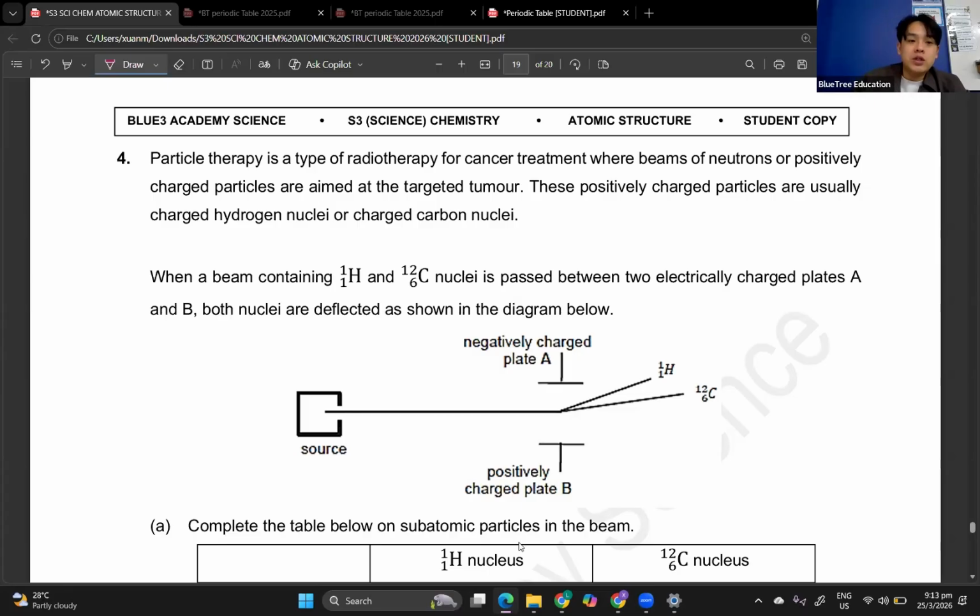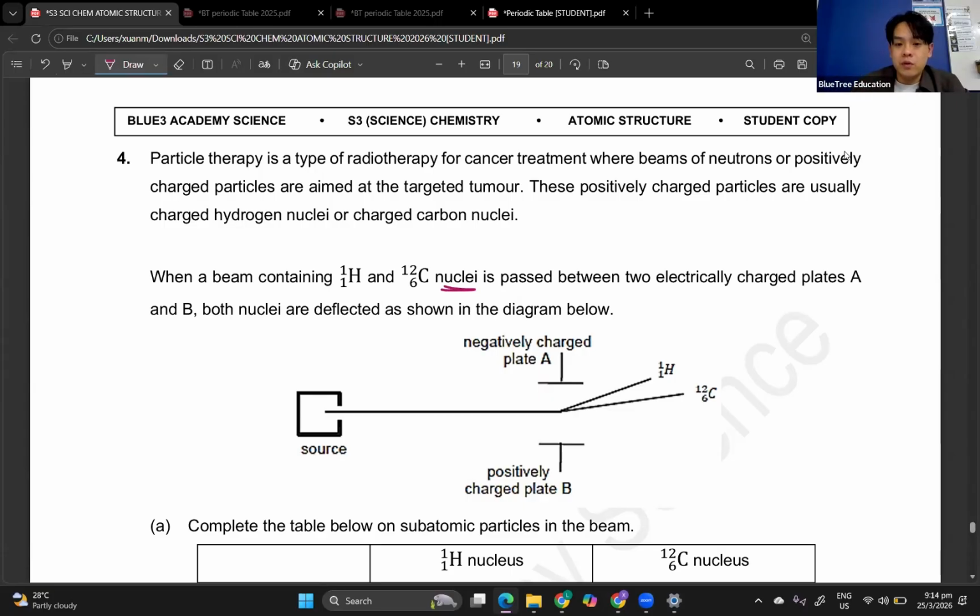Okay, so this question over here: particle therapy is a cancer treatment where beams of neutrons or positively charged particles are aimed at the tumor. These positively charged particles are usually charged hydrogen nuclei or charged carbon nuclei. So when a beam containing 1 hydrogen and 12 6 carbon nuclei. Okay, so let's come back a bit.